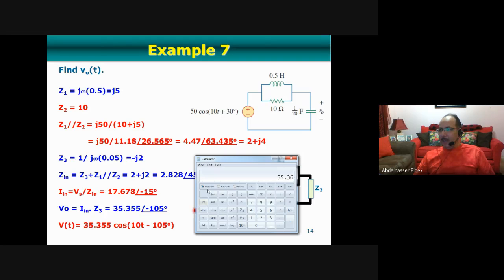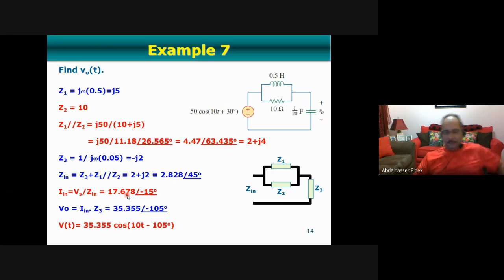35.355. It's okay. And you add the phases because you multiply. The phase here is negative 90 degrees because it is negative j. So it will be negative 90, plus the phase here, which is negative 15. So it is negative 105. Okay. So this is the phase for Vo. If you want to convert it back to the time domain, it will be very easy. The amplitude is the same, 35 cosine 10t, and you copy the phase here, negative 105. Okay.